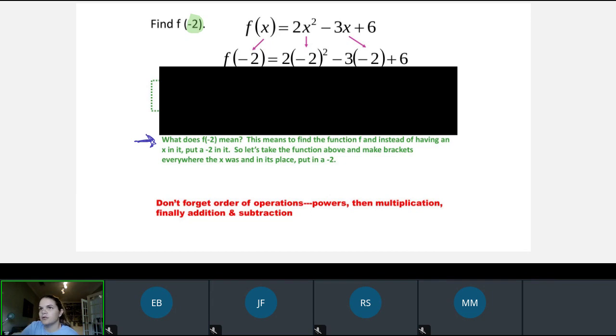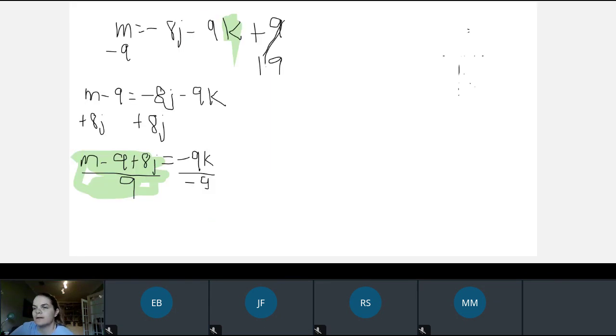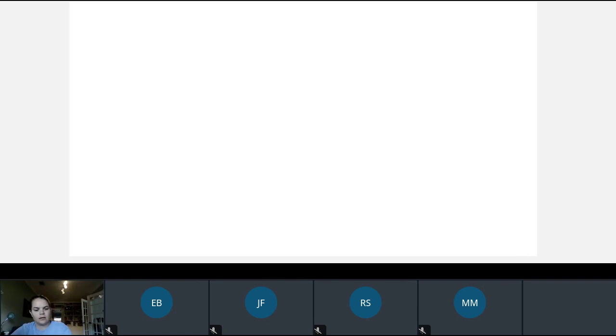I'm going to try anyway, so take a little screenshot and show you exactly how you're supposed to plug it in and what you will get. Let's see if it will let me paste it on here. Oh, it's not letting me. Okay. I'm going to go to the whiteboard real quick.